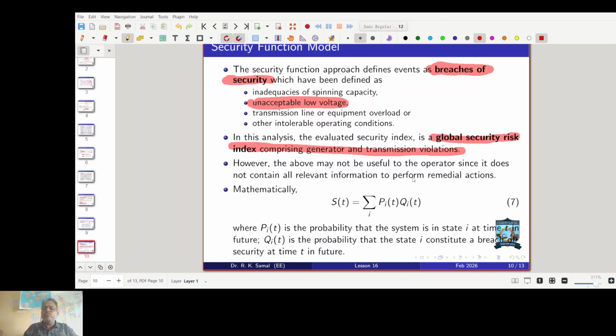However, the above may not be useful for operators since it does not contain all the relevant information to perform remedial functions. So you can have a security function which can be created like this, where PIT is the probability that the system is in state I at time t in future, QIT is the probability that the system in state I constitutes a breach of security at time t in future.